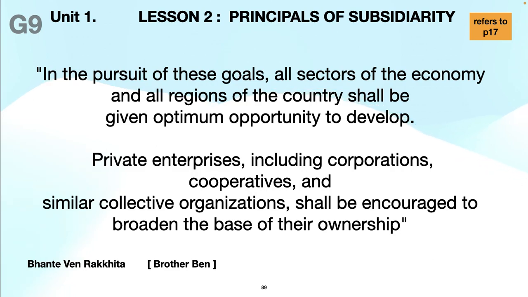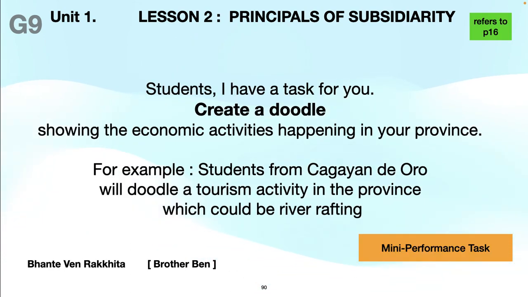In pursuit of these goals, all sectors of the economy and all regions of the country shall be given optimum opportunity to develop. Private enterprises, including corporations, cooperatives, and similar collective organizations, shall be encouraged to broaden the base of their ownership. Okay? So it's the end of the trivia.